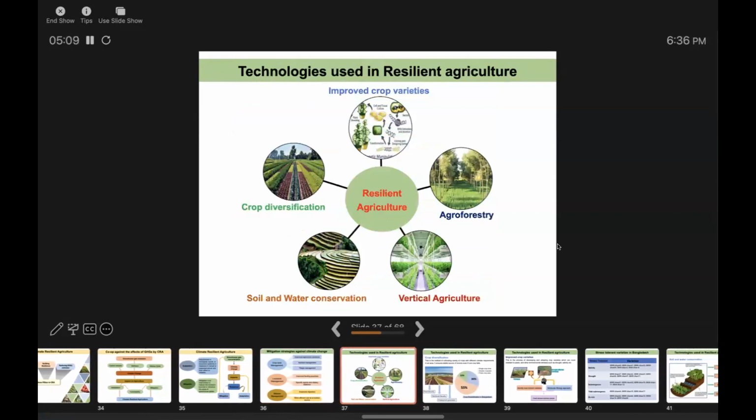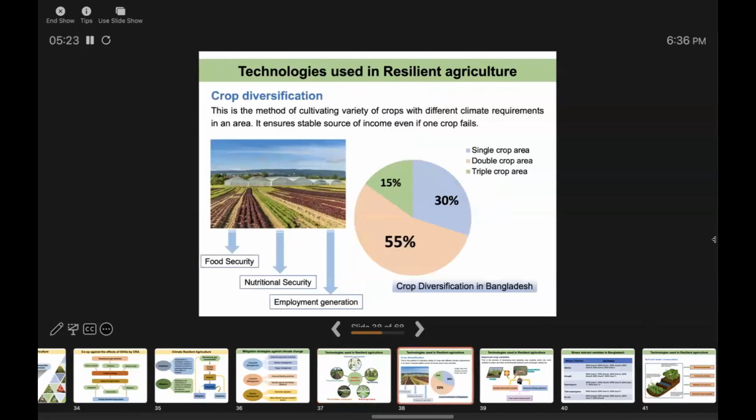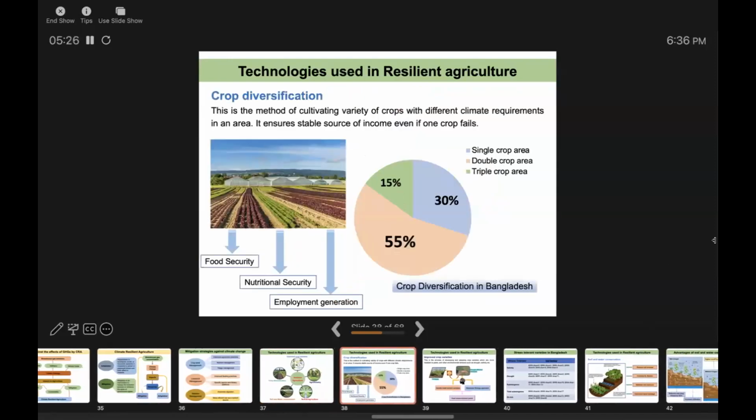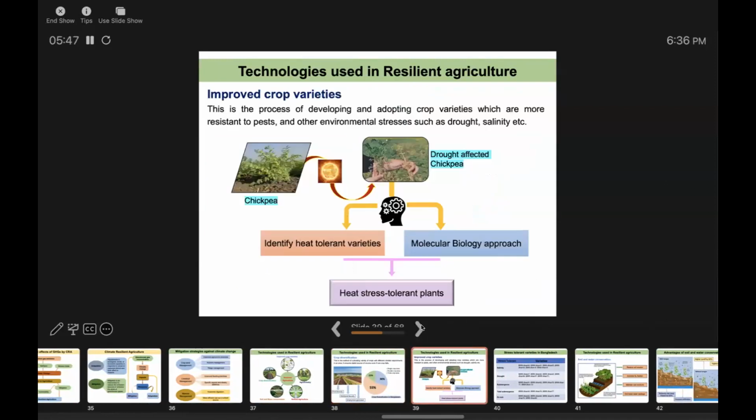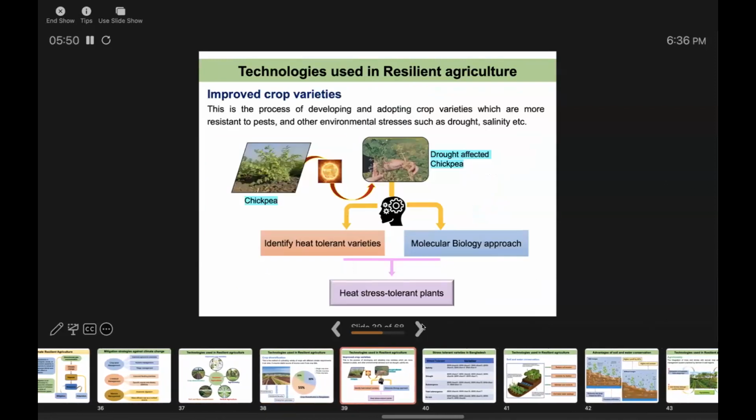There are some technologies already suggested for resilient agriculture: improved crop varieties, crop diversification, soil and water conservation, agroforestry, and lastly, vertical agriculture. In the case of crop diversification, it ensures not only that we can cope with different environmental or climatic conditions using different crops, but also food security, nutritional security, and some employment opportunities. In Bangladesh, crop diversification is also increasing day by day, and we are sufficient in food production.